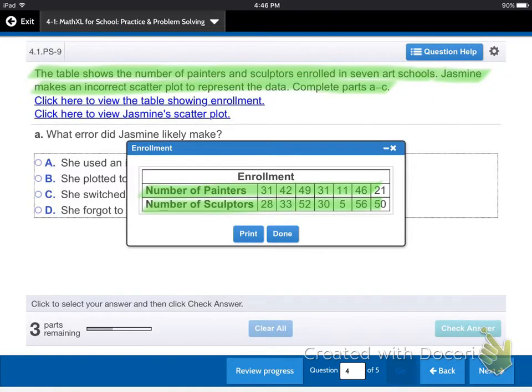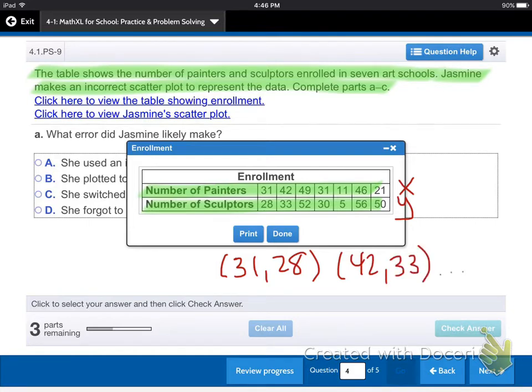Okay, so if you remember, we left off by saying that the number of painters was going to be X and the number of sculptors would be Y, and so we're looking for the points on the scatter plot that would be XY. In other words, 31, 28 and 42, 33, etc. And we could keep going.